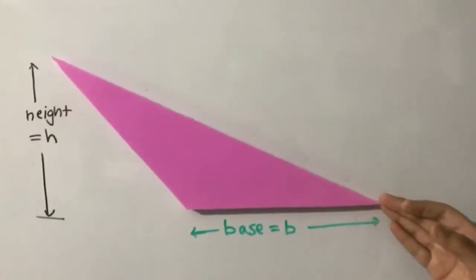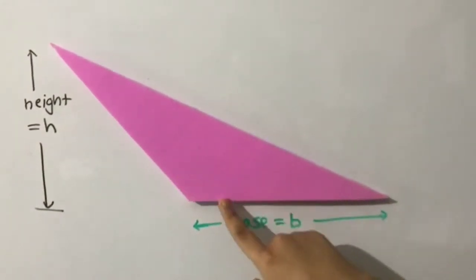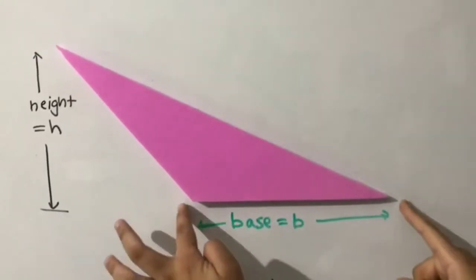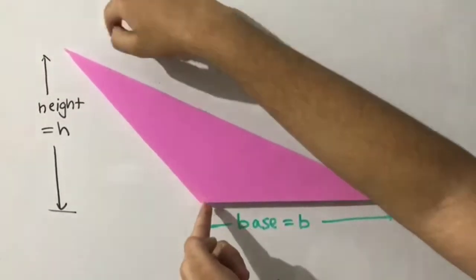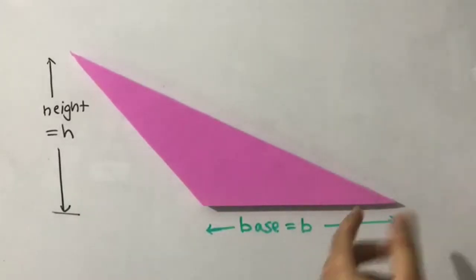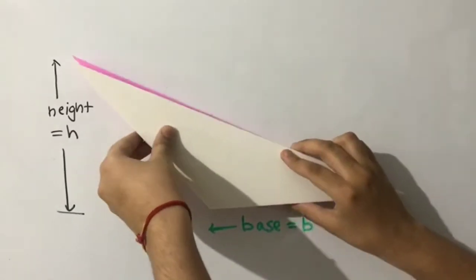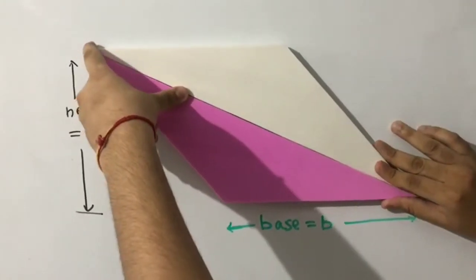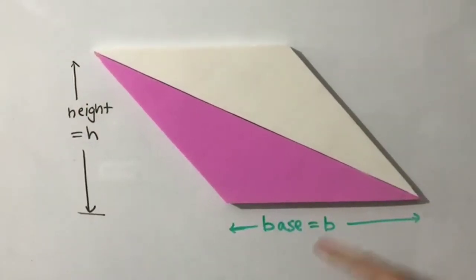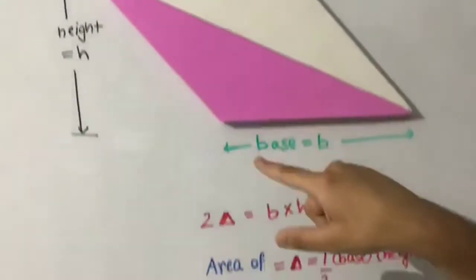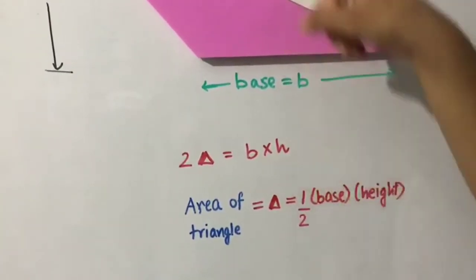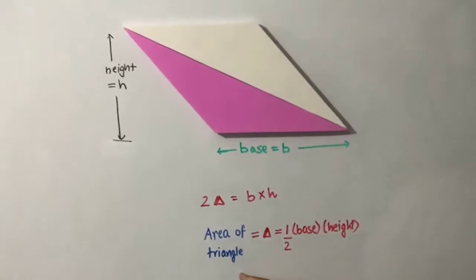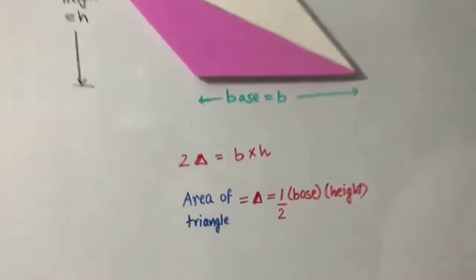Consider an obtuse angle triangle because this angle is more than 90 degrees, with base B and height H. Consider a congruent piece. This forms a parallelogram. So twice the area of this triangle is base into height, which is the area of the parallelogram. So the area of one triangle is half into base into height.